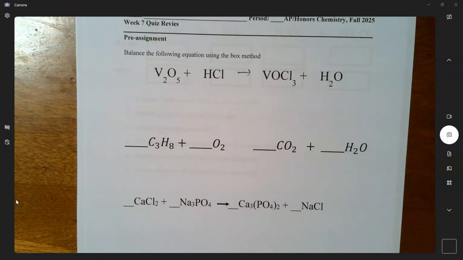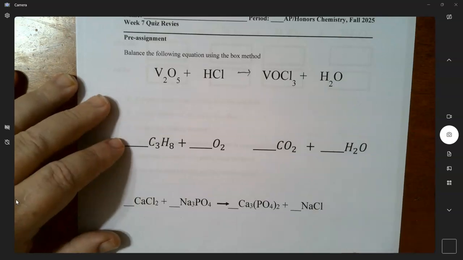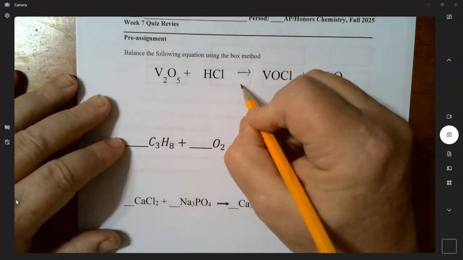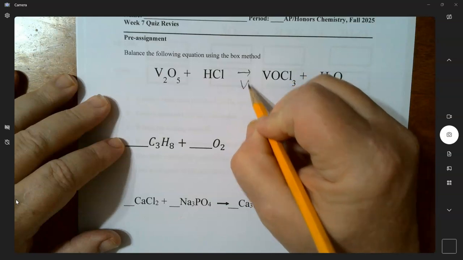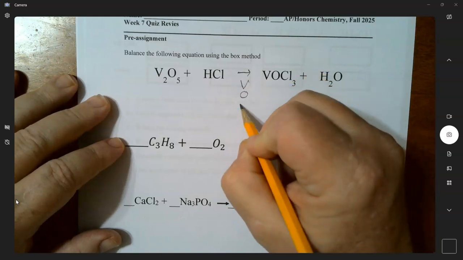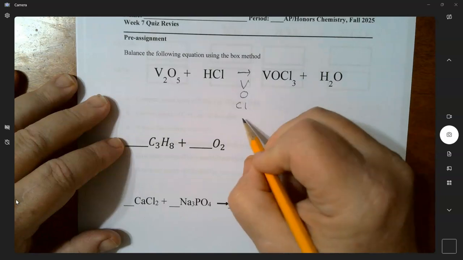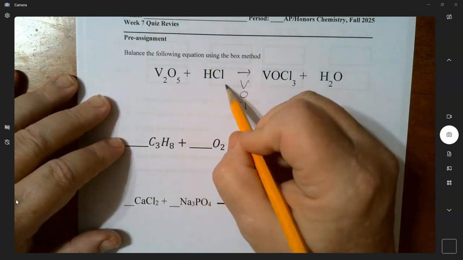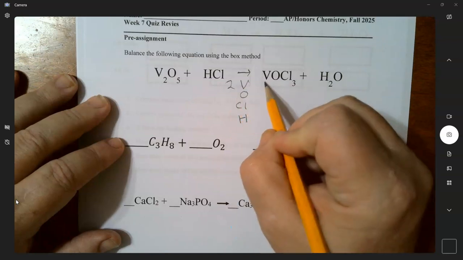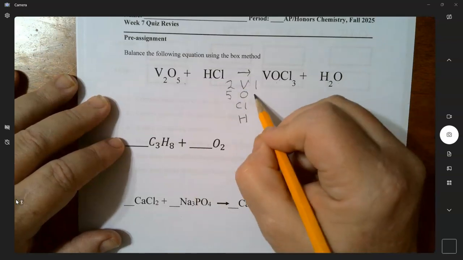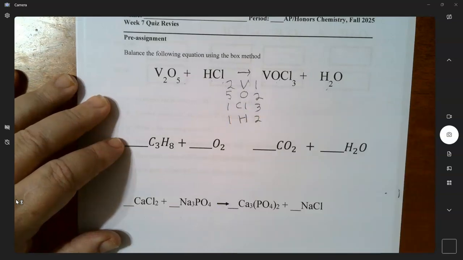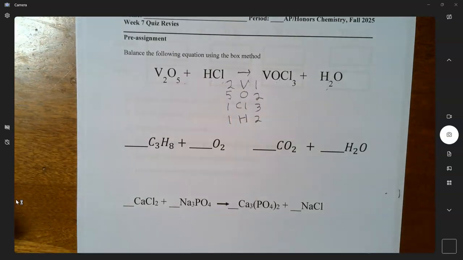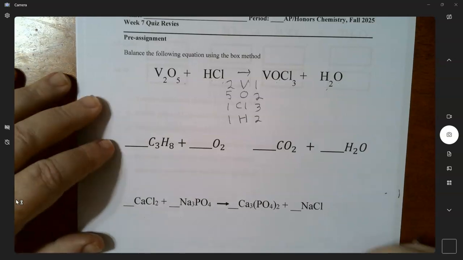Alright, chemistry. This is the week 7 quiz review, and we're going to begin by doing some balancing. So I'm going to use the standard method first. Okay. And count the atoms on each side, 2 here and 1 here. Okay. I'm going to start with vanadium. You could have started with something else, but stay away from oxygen until the end.